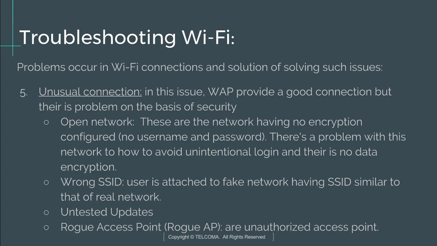The next is the wrong SSID. Here the user is attached to a fake network having the same SSID as that of the real network. The next is untested updates and the rogue access point, that is, an unauthorized access point. If we get a connection from these access points, there is no data encryption, and hackers are also hacking our data.